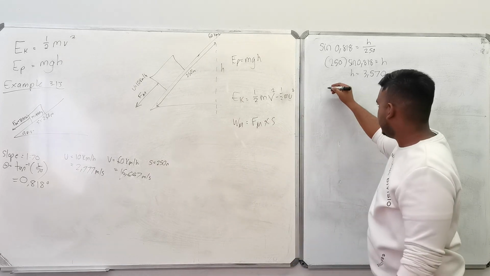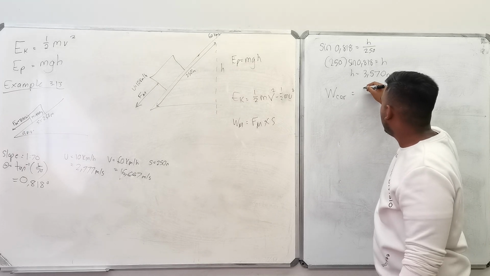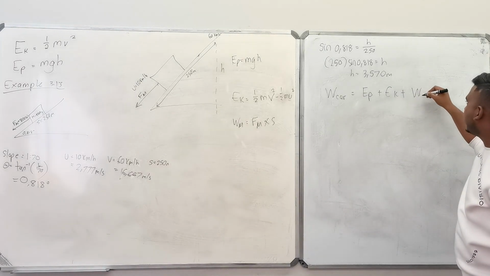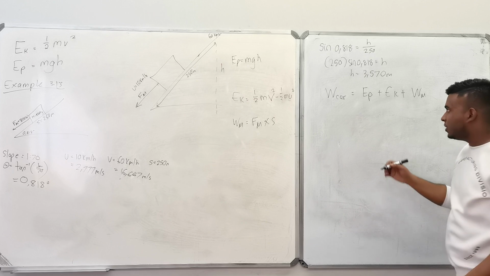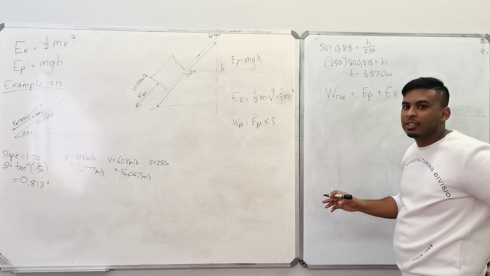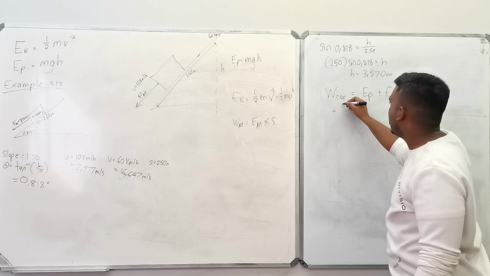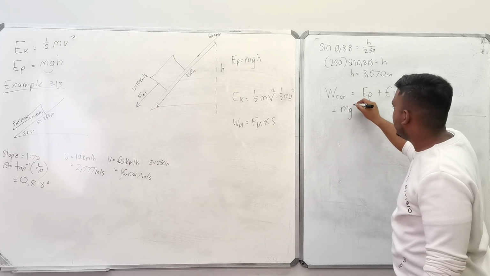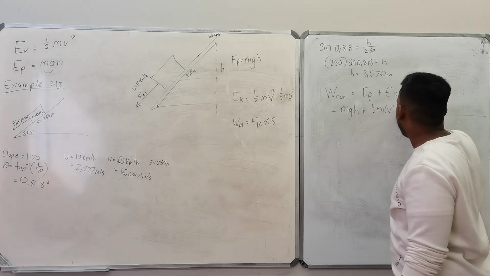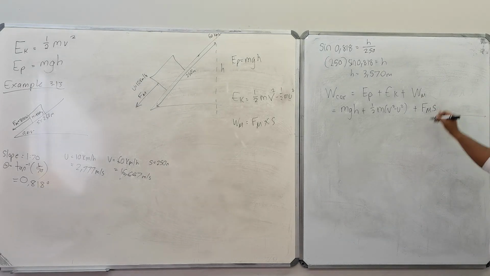Your work done by your car is basically equal to your EP plus your EK plus the work done by your resistance. Are you just adding up the total work? The total work doesn't matter, it's not directional. Yeah. So if you are to write out the formulas, this is mgh plus half m (v squared minus u squared) plus f times s.